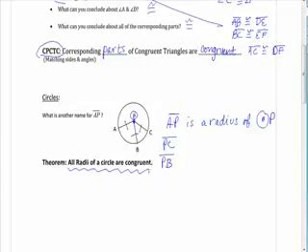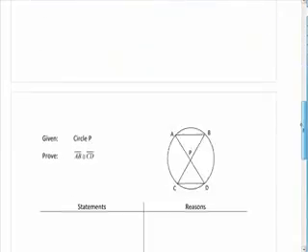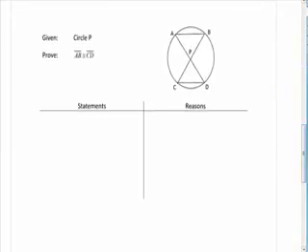Okay, so how do we use corresponding parts of congruent triangles in a proof? Turn it over. All we are given in this proof is this diagram. We're given circle P. So because I told you that we're given circle P, we can assume P is the center of the circle. Okay? So we're given the diagram. We have to start assuming things now from the diagram.